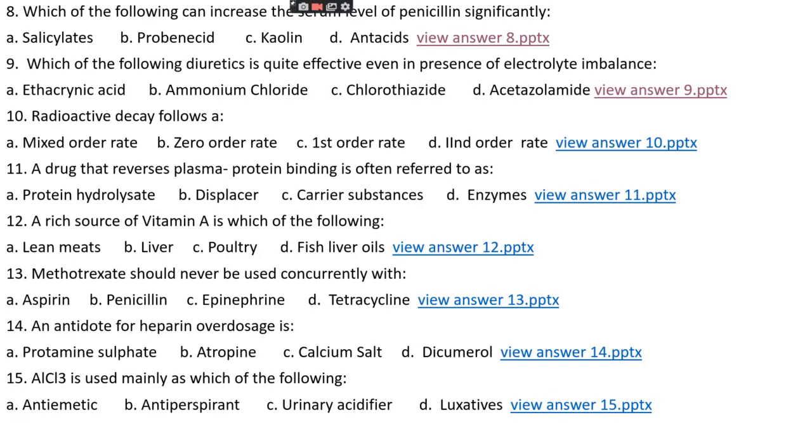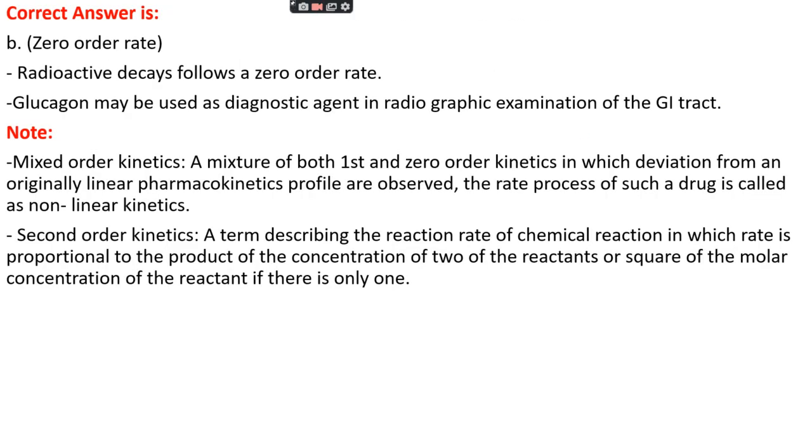Question number 10. Radioactive decay follows which rate? Option A, mixed order rate. Option B, zero order rate. Option C, first order rate. Or option D, second order rate. The right answer is option B, that is zero order rate. Radioactive decay mainly follows the zero order rate.